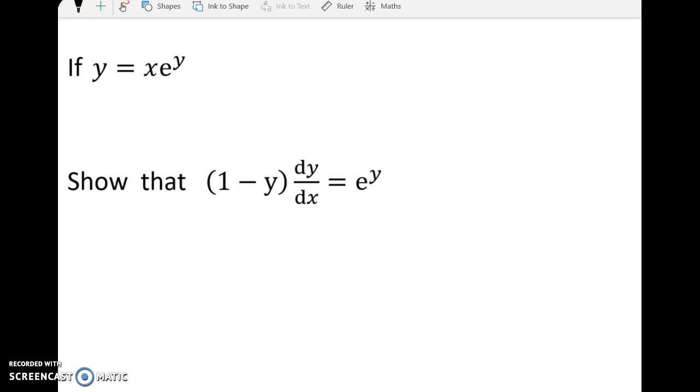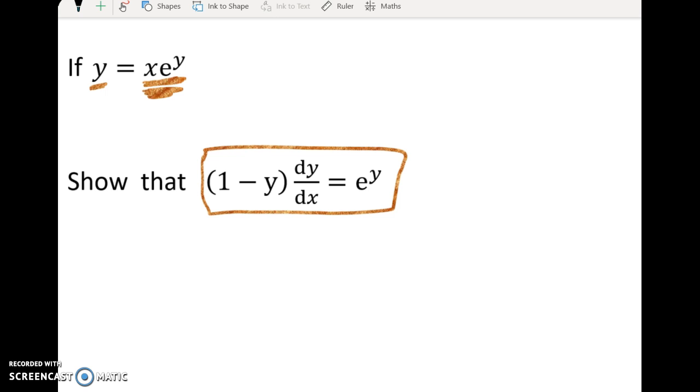So we're given an equation, and it's got y is equal to x times e to the y. And we have to show that this is true. So why do I think of implicit differentiation? Well, it's because here I've got stuff with x and y combined on that side. So there are other ways we can do this that are a bit easier.